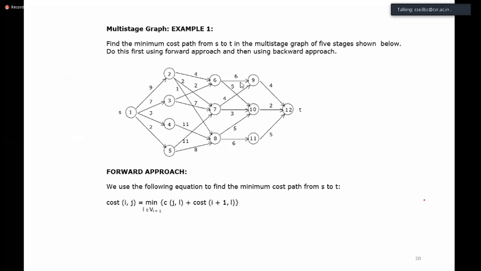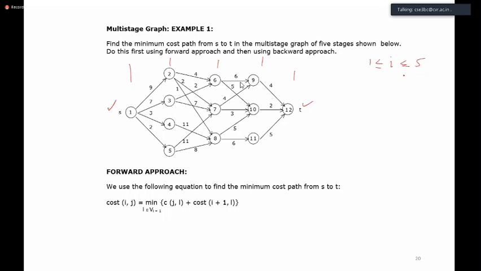Now I'll move to the problem. I'm going to explain only one problem; please do 2-3 problems at home. I'll explain each and every point very clearly. Here is a multi-stage graph. S is the starting point, the source, and T is the sink. This is the first stage, second stage, third stage, fourth stage, fifth stage. Five stages are there, so i is from 1 to 5. That i is nothing but the stages.